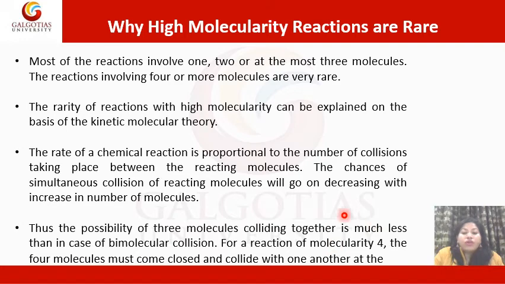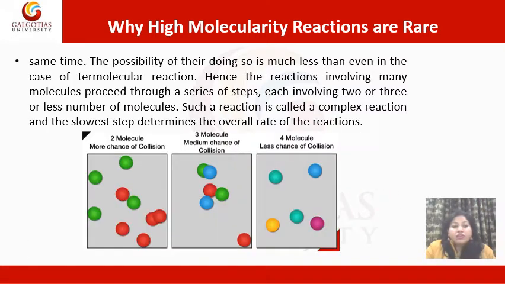For a reaction of molecularity 4, the 4 molecules must collide with one another at the same time. So the possibility of their doing so is much less than even in the case of trimolecular reactions. Hence, reactions involving many molecules proceed through a series of steps, each involving two or three or fewer molecules. Such reactions are called complex reactions. The slowest step determines the overall rate of the reaction.